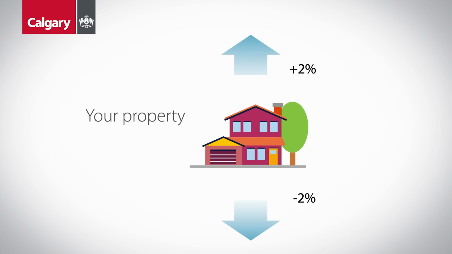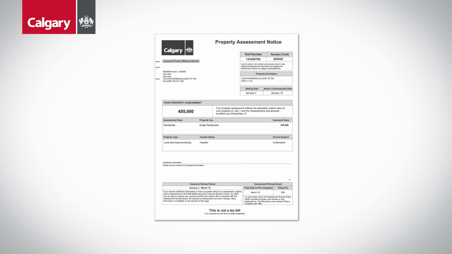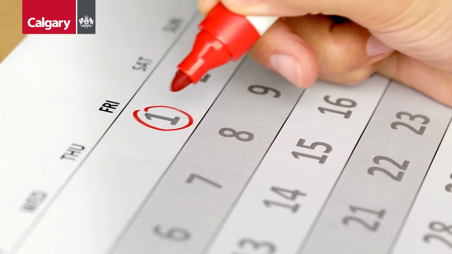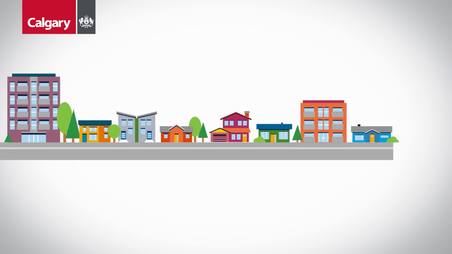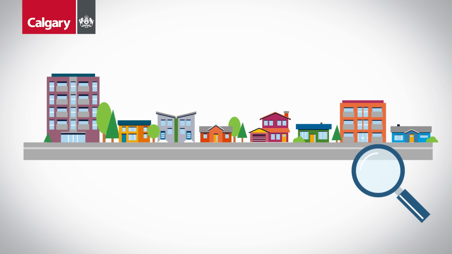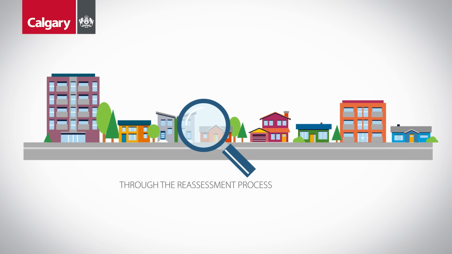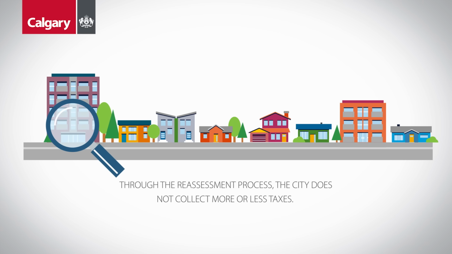While you might think an increase or decrease in your property's value would automatically mean an increase or decrease to your property tax bill, that's not always the case. The city assesses the value of all properties in Calgary as of July 1st each year to ensure market changes are captured and everyone pays their fair share of property tax. Through the reassessment process, the city does not collect more or less taxes.